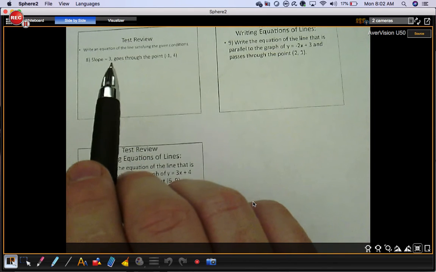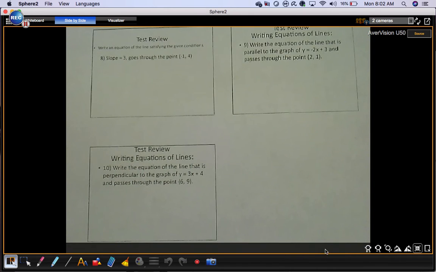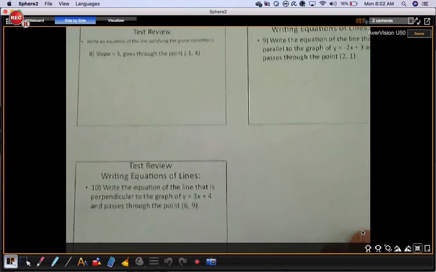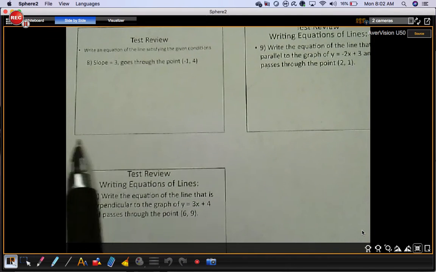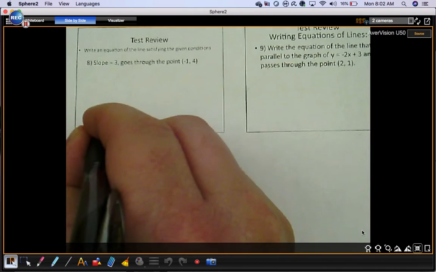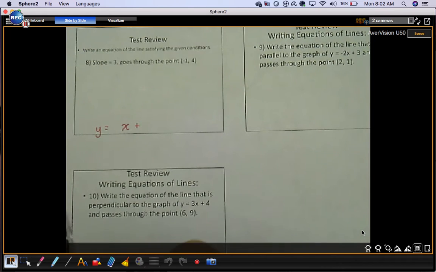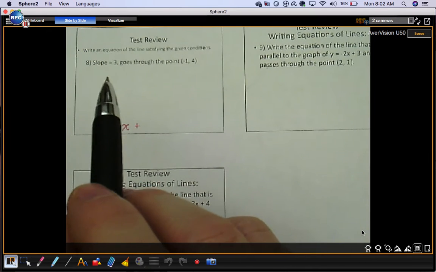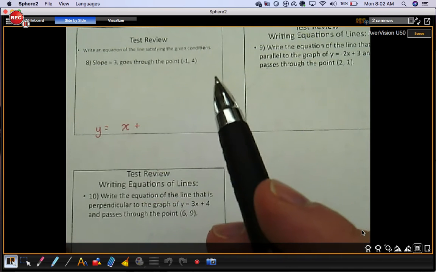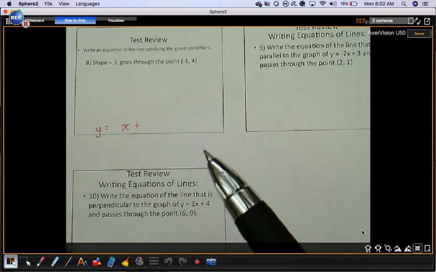The next section, write an equation of the line that satisfies the given conditions. Slope of 3 goes through the ordered pair -1, 4. Again, this is multiple choice, so you can kind of fake your way through it if you have to. But I know my answer is going to look like y equals mx plus b. To write an equation of a line, I need a slope and I need a y-intercept. If I have those two things, I put the slope here and the y-intercept here, and I'm finished. That would be my answer.